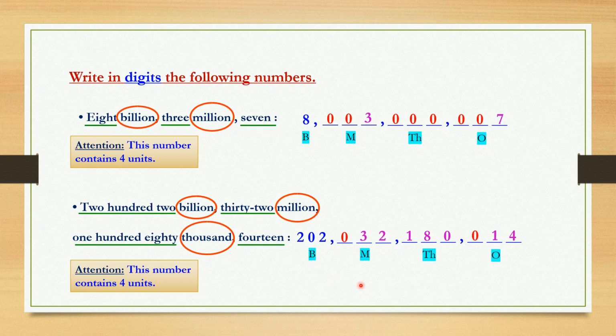So let's read it again. 202,032,180,014. So it's correct. It's exactly the same. When you finish finding a number in digits, read it again and check if it matches with its form in words. If it doesn't, it means one digit is wrong or you did something wrong.